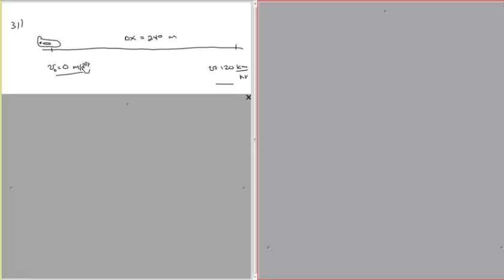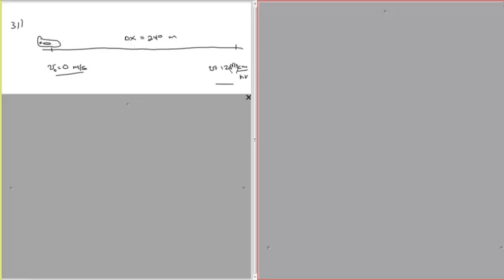So here's the problem. We have a Cessna aircraft that starts at 0 meters per second, accelerates at a constant value until we get 120 kilometers per hour minimum for takeoff. So we have to accelerate enough so we get to this point. Now, at this point, the displacement is 240 meters from start to where I need to take off.